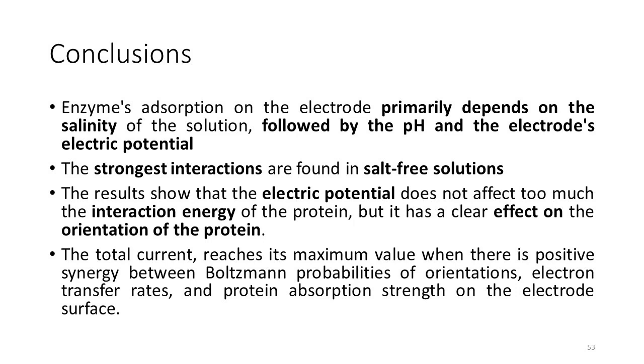A second conclusion is that, while the pH and the electric potential applied didn't play a very important role in the absorption, they play a very important role in controlling the orientation of the protein on the surface of the electrode. As a third conclusion, in the case of the total current, the results show that there is a positive synergy between the Boltzmann probabilities of the orientations and the electron transfer.